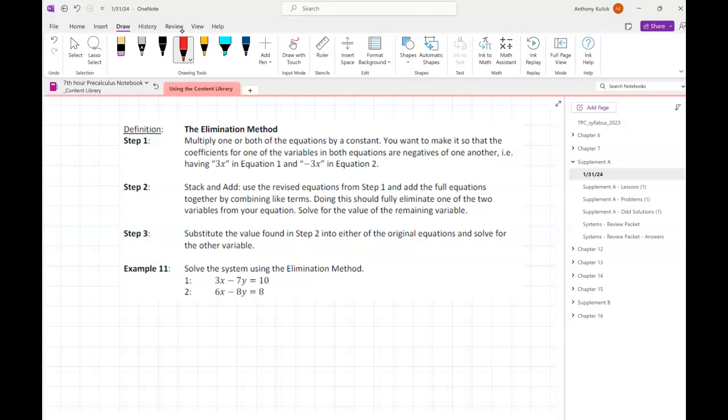I would choose x. The reason is to make the coefficients for x be opposite, I only need to change equation 1. How am I going to turn 3 into -6? I'm going to multiply the entire equation by -2.